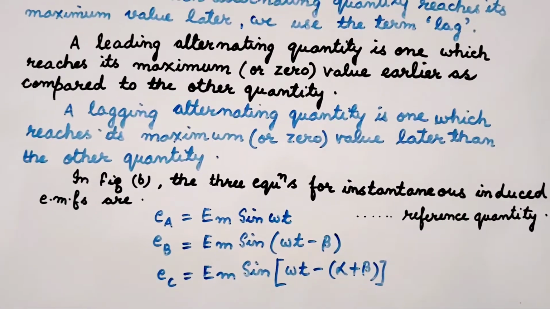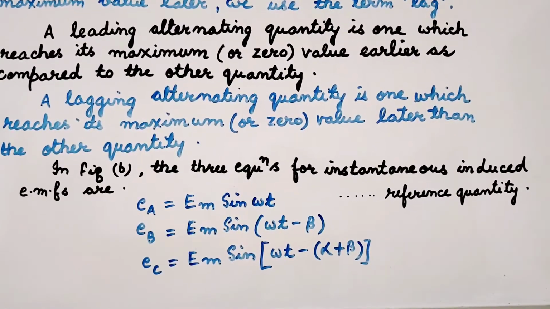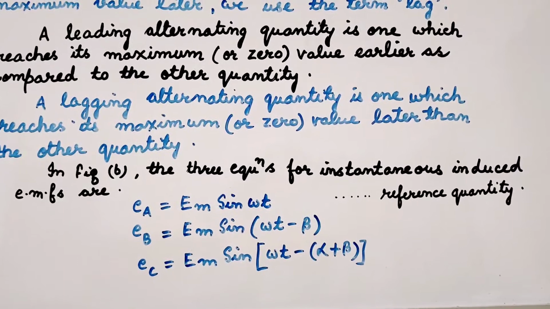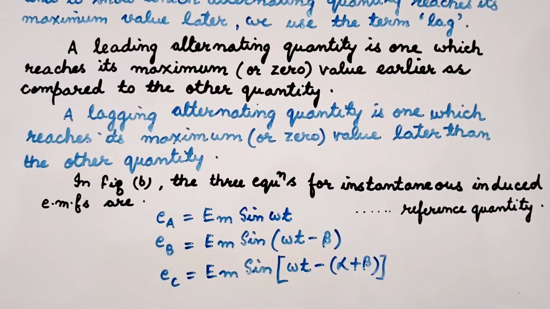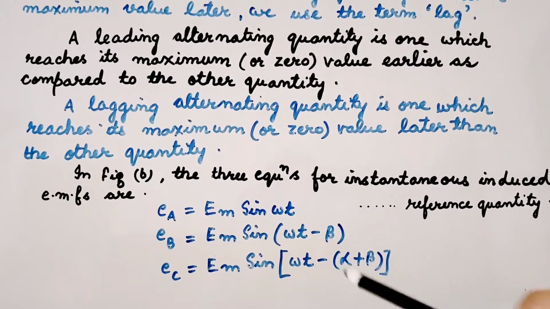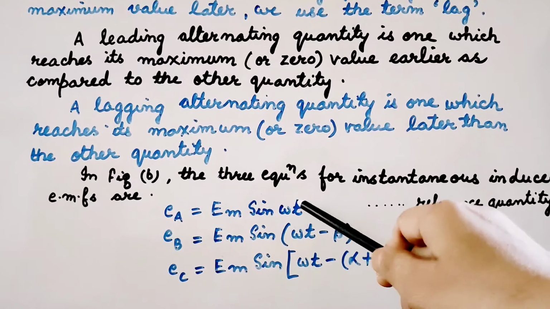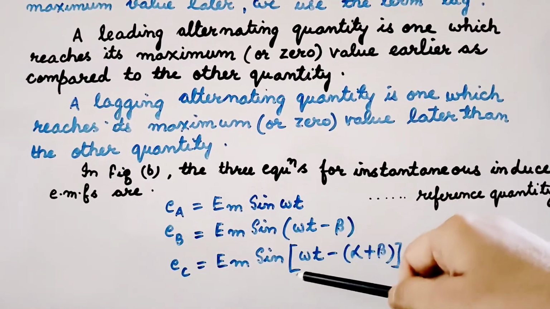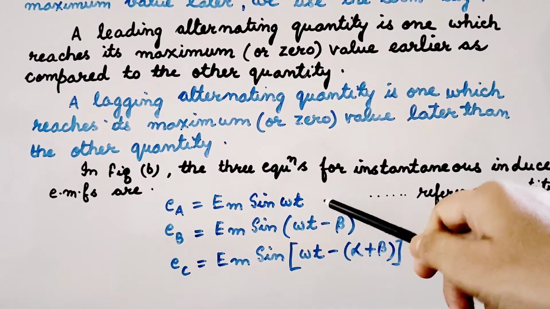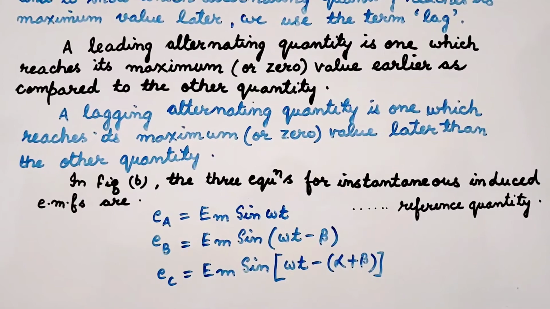So these are the three values of the alternating EMF in this case when three similar single-turn coils are rotated in a uniform magnetic field. So we find that the coil B and C are lagging behind A, or we can say that A is leading B by an angle of beta. Similarly, A is leading C by an angle of alpha plus beta. So this is what is meant by phase difference.